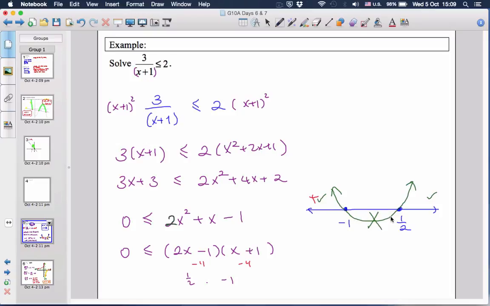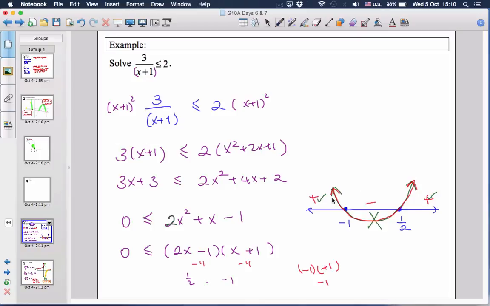Anything between -1 and 1/2, 0, for instance. 0 minus 1 is -1, and 0 plus 1 is +1. When you multiply those two, you get a negative number. Anything greater than 1/2, so 10 maybe, this is going to be 19 times 11. I don't care what the value is, I know it's positive. So you get the same result as drawing this quadratic here.